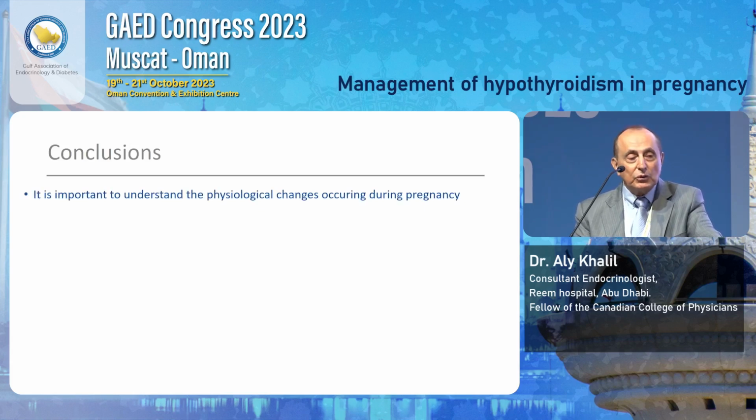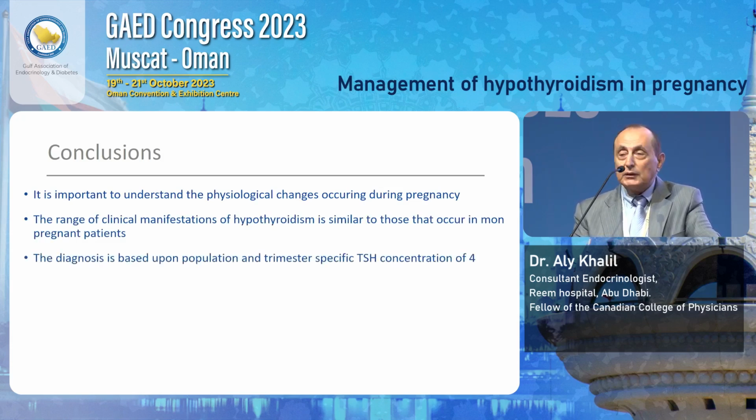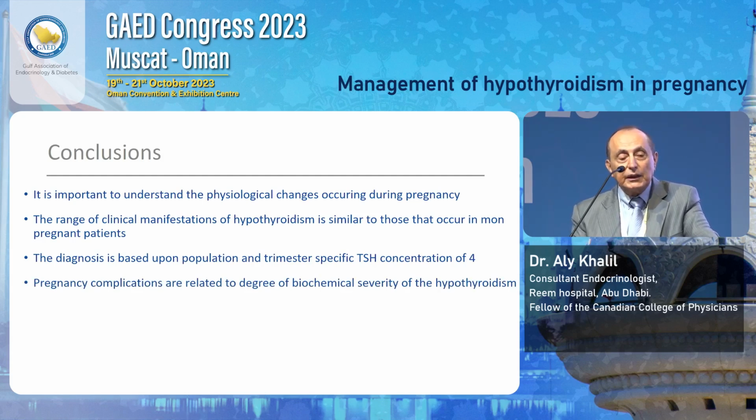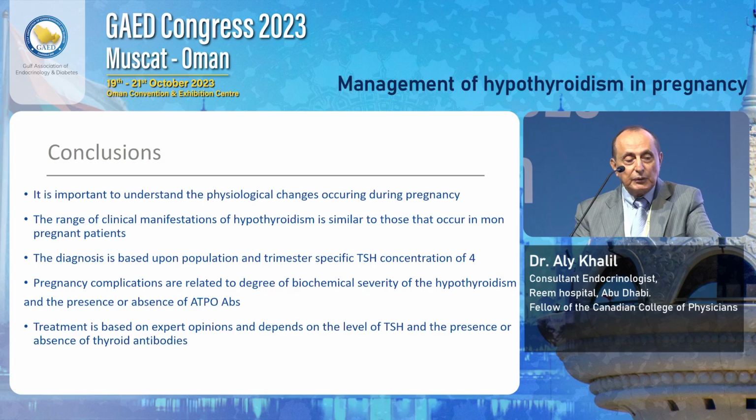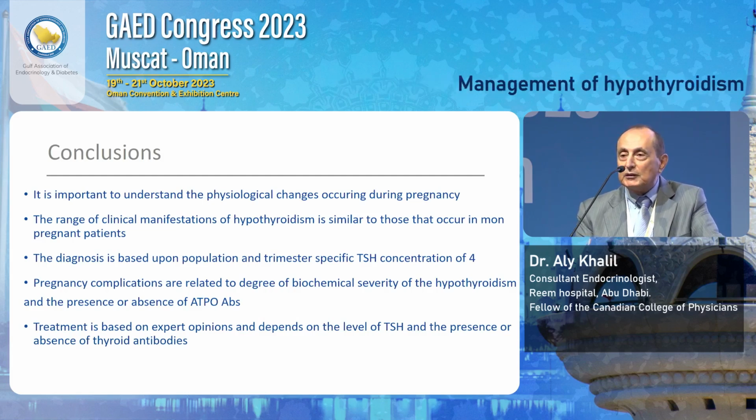And with this, I conclude. What I showed you is that it's important to understand the physiological changes observed during pregnancy. I did mention that clinically there is no hint for you, but you have to rely, if you have the possibility, on population-based trimester-specific TSH concentrations. Pregnancy complications are overall related, based on the literature, to the degree or biochemical severity of the hypothyroidism and the presence or absence of thyroid antibodies. And treatment is based on the physiological changes I mentioned to you during pregnancy. Thank you very much.